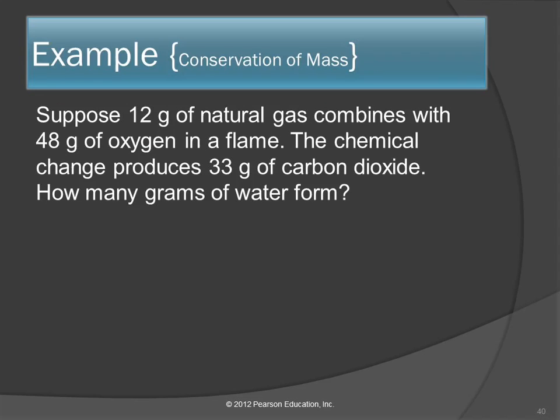Now, these problems give students fits. Suppose 12 grams of natural gas combines with 48 grams of oxygen in a flame. The chemical change produces 33 grams of carbon dioxide. How many grams of water form? It's actually a very simple problem masquerading as a very hard problem. It's just 12 plus 48 minus 33.